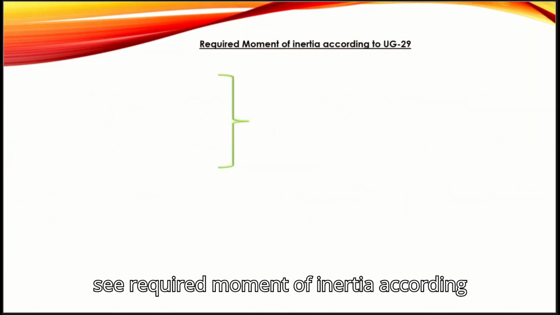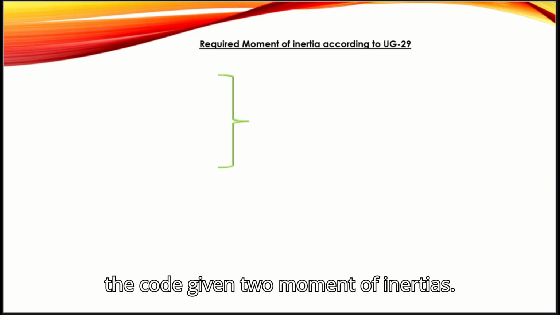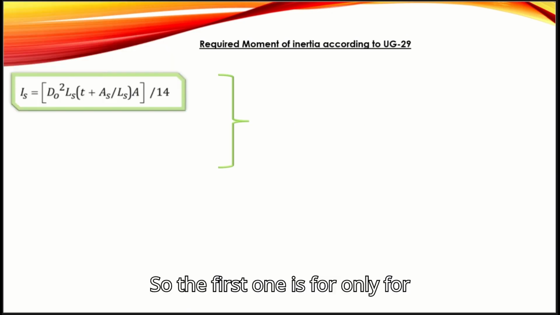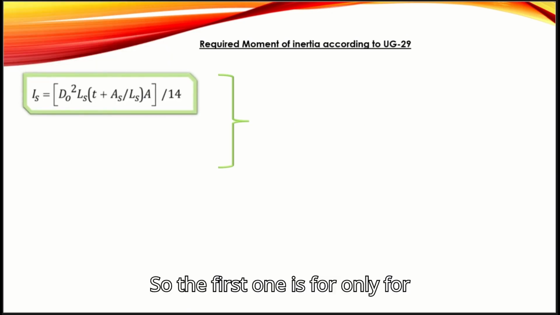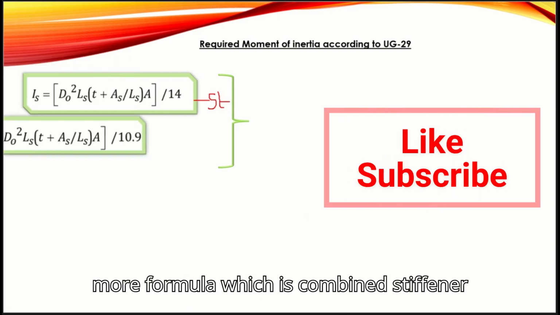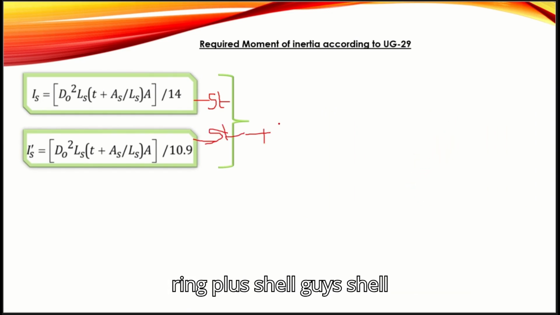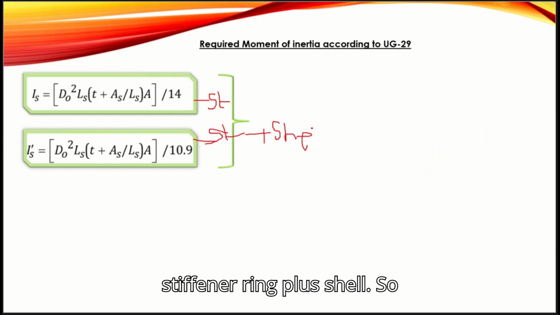Let's see the required moment of inertia according to UG 29. If you open the code book, the code gives two moment of inertia formulas. The first one is for finding the moment of inertia for only the stiffener ring. And there is one more formula which is for the combined stiffener ring plus shell, guys.